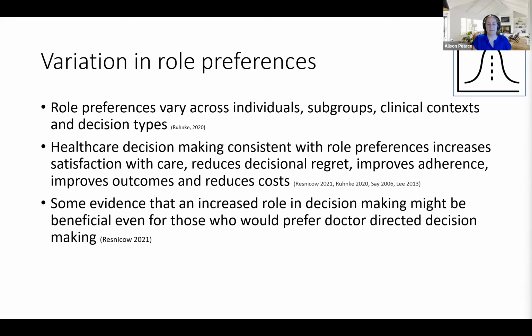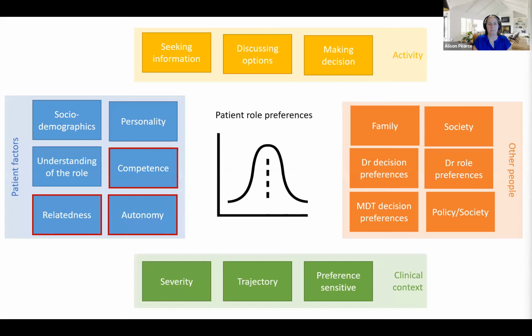The other thing to note is just that we know that when healthcare decisions are made in a way that's consistent with the preferences people have for the way the choice is made, then there's lots of benefits like improved satisfaction and potentially improved adherence and outcomes and even reduced costs. So that's the center of my diagram, which shows this idea of there being a distribution of patient role preferences. And I'll just go through each of the boxes around the outside now.